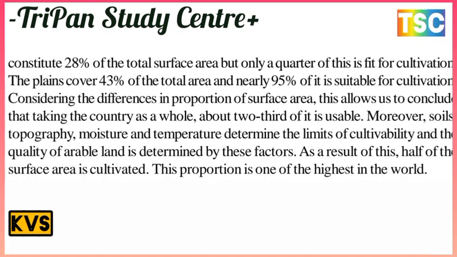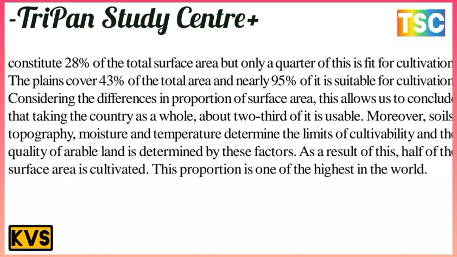The plateau constitutes 28% of the total surface area, but only a quarter of this is fit for cultivation. The plains cover 43% of the total area, and nearly 95% of it is suitable for cultivation. Considering the differences in the proportions of surface area, this allows us to conclude that for the country as a whole about two-thirds of the land is usable.